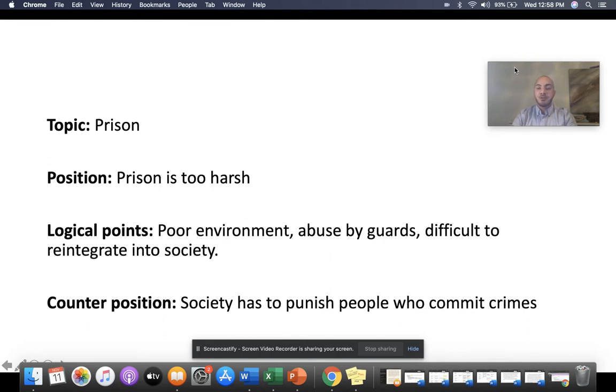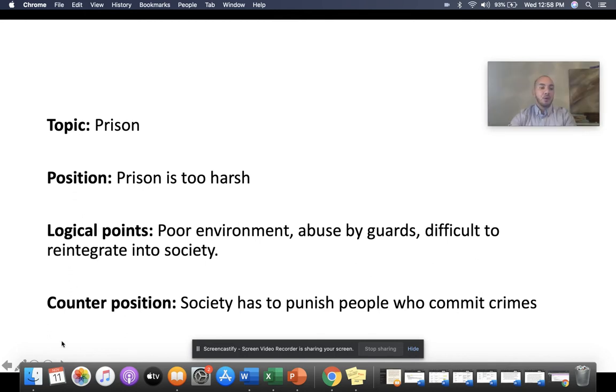Some of the logical points that we are going to include in our essay are the poor environment, abuse that sometimes happens by guards, and the fact that it's difficult to reintegrate into society once a person leaves prison, right? That is, it's hard to find a job and to avoid recidivism. The counter position, or those who disagree with us, might say that, well, prisons are supposed to be harsh because society has to punish people who commit crimes.